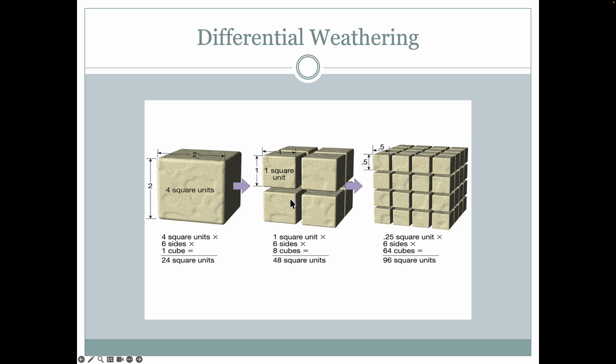And if we do it again, if we take each of these and cut them in half 3 ways, we would then once again double that surface area that's exposed to chemical weathering. So by breaking up the rocks, we can cause more chemical weathering, and with more chemical weathering, more things are going away, and it's more likely frost wedging can push a piece of this rock off, etc.